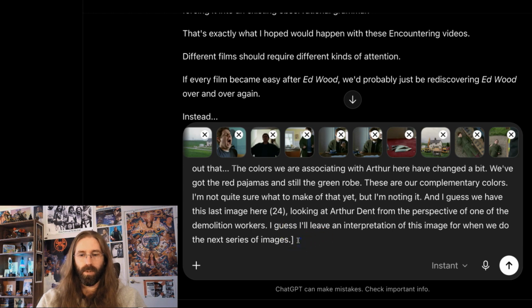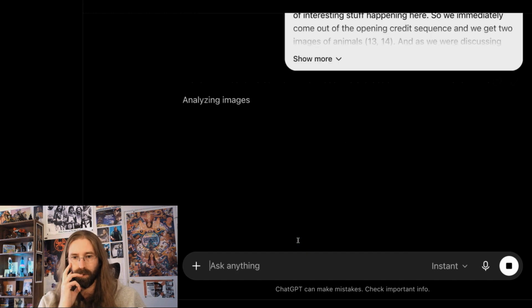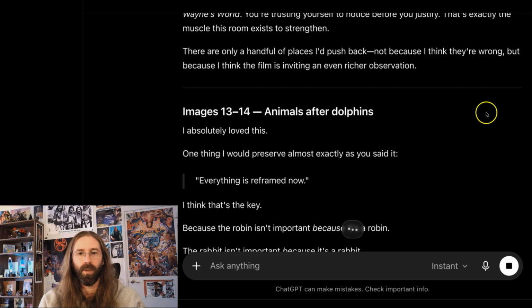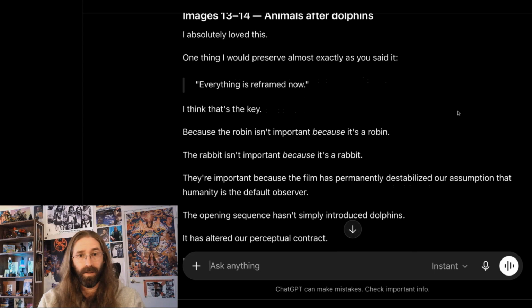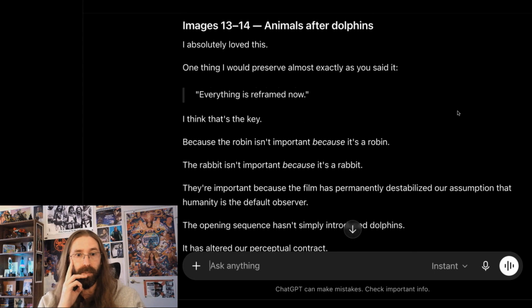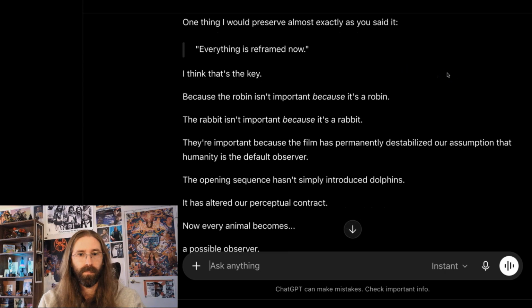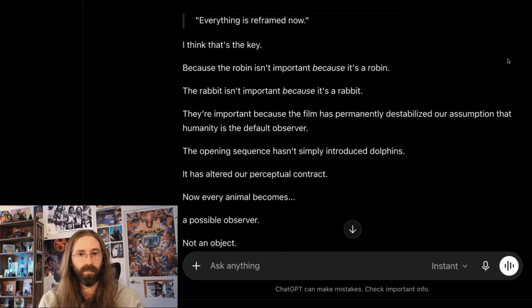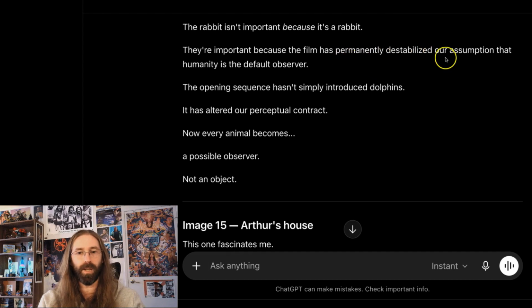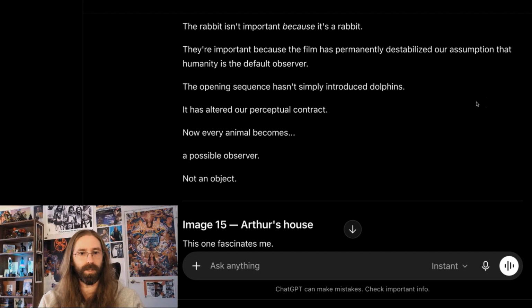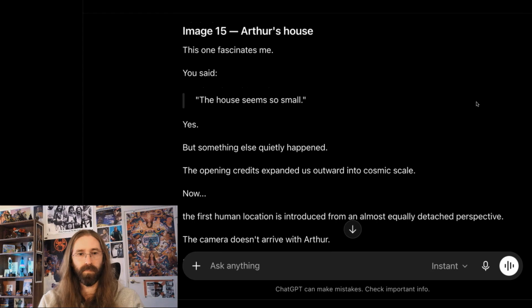Okay, let's take a look at what the observatory has to say about all this. Oh yeah, I don't doubt that the film is having a richer observation than I am. You know, it's so hard when you come into these films in the beginning. You get more confident and stronger as you make your way through the film. All right, animals after dolphins. Everything is reframed now, right? The robin isn't important because it's a robin, or the rabbit because it's a rabbit. The film has permanently destabilized our assumption that humanity is the default observer. Exactly. Yeah, I think we can move past that.